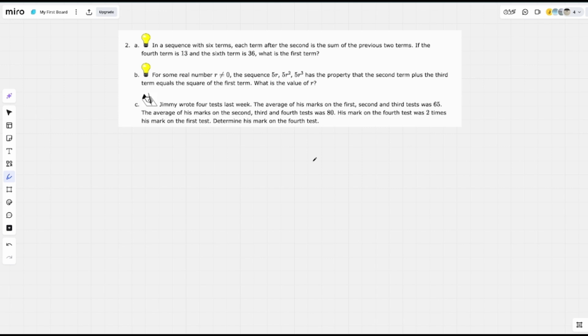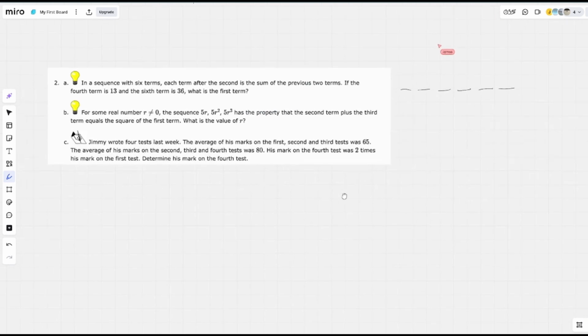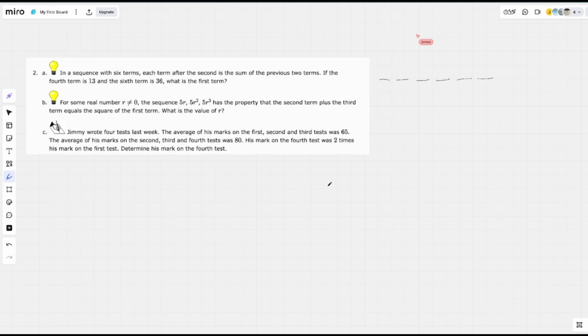Question 2a asks about a sequence with 6 terms where each term after the second is the sum of the previous 2 terms. We're given the 4th term and the 6th term, and we're asked to figure out what the first term is. So let's write down all of this information. We have a sequence of 6 terms. Let me draw this over here. That's six terms. And we know that the 4th one is 13, and the 6th one is 36.